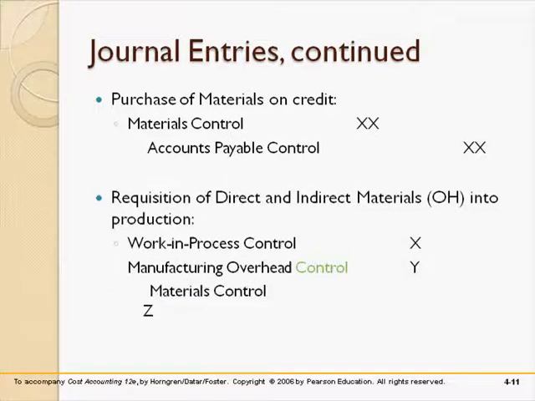Okay, and if we requisition direct and indirect materials into production, and indirect materials are overhead, then what we would do is debit work in process control. That shows the materials going into production. We would debit manufacturing overhead control. That's showing us that we're now moving indirect materials from a supplies category, if you will, and materials control is essentially a supplies category or a raw materials category, and we're moving it into production.